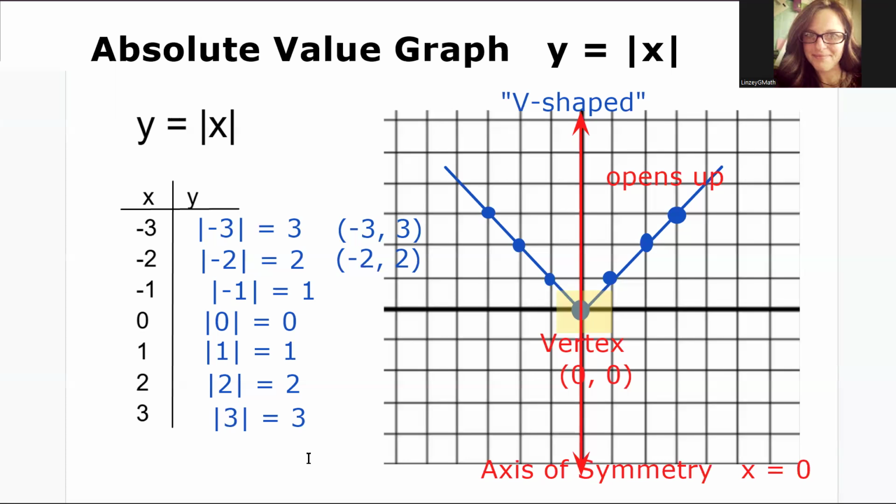And that concludes our session on the absolute value graph, y equals the absolute value of x.